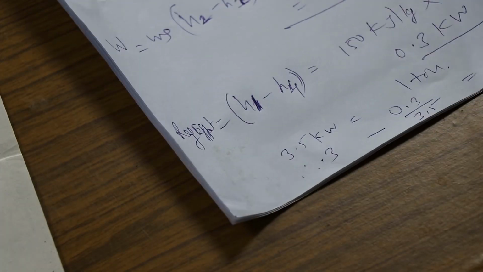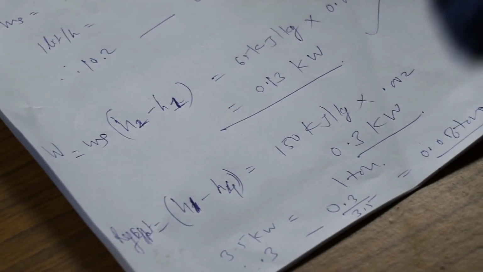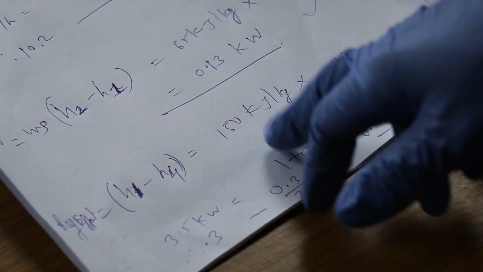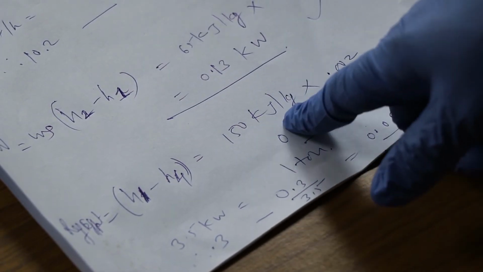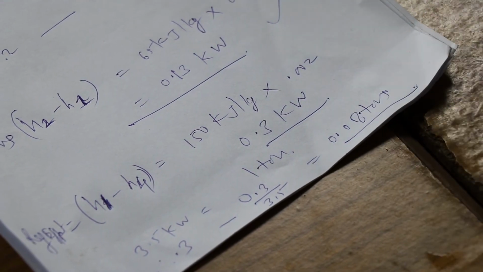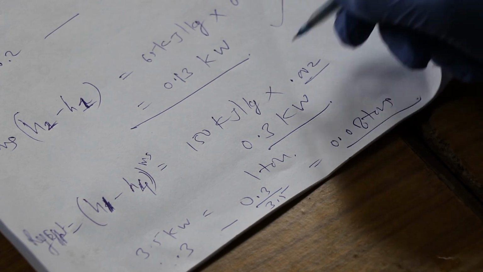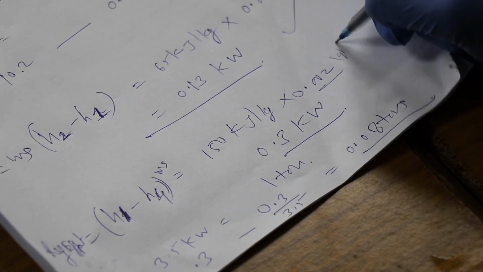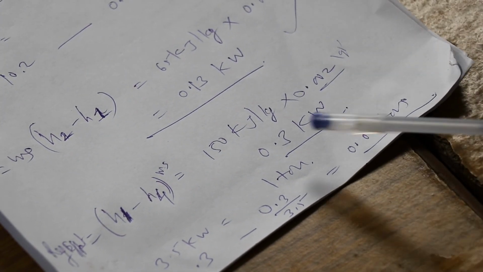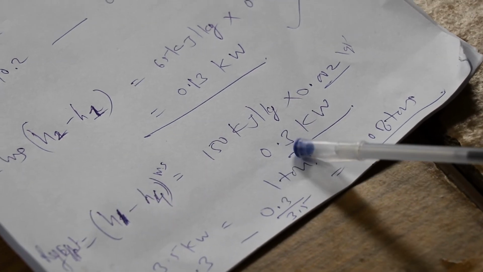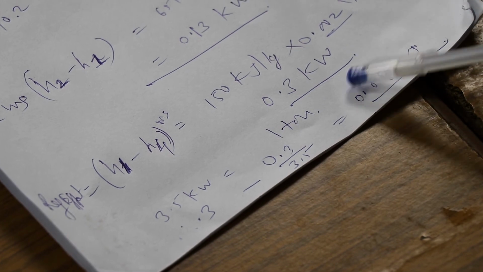So H1 minus H4, refrigeration effect, comes out to be about 150 kilojoule per kg. Now this has to be multiplied by the mass flow rate, which is 0.002 kg per second. So this has to be multiplied with this, and what you get, the refrigeration effect, is 0.3 kilowatt. So the capacity of this plant is 0.3 kilowatt.